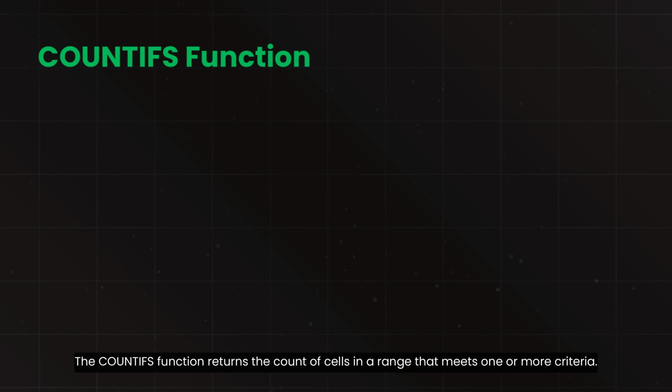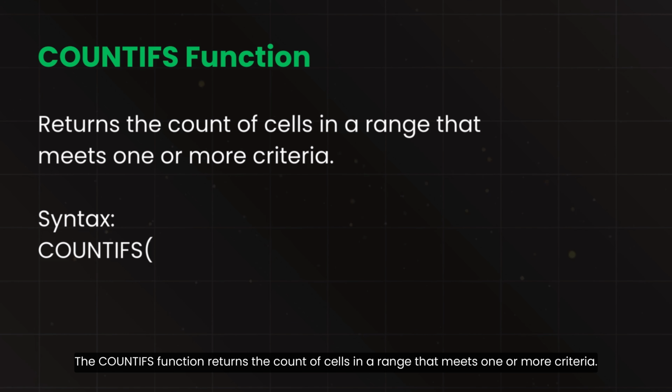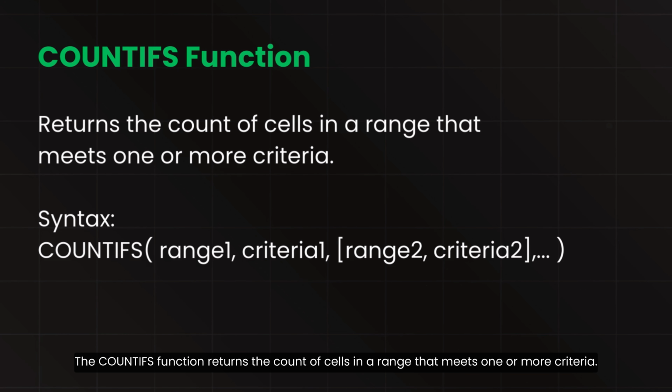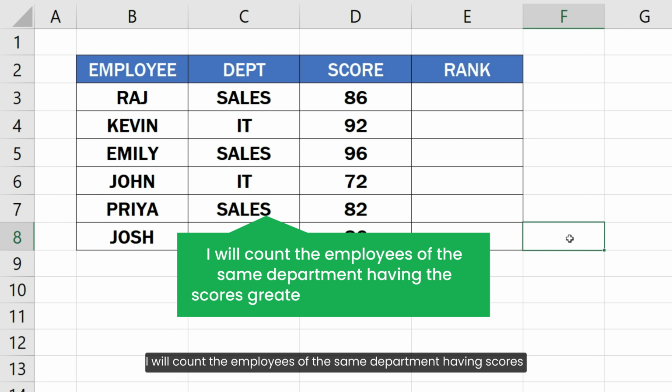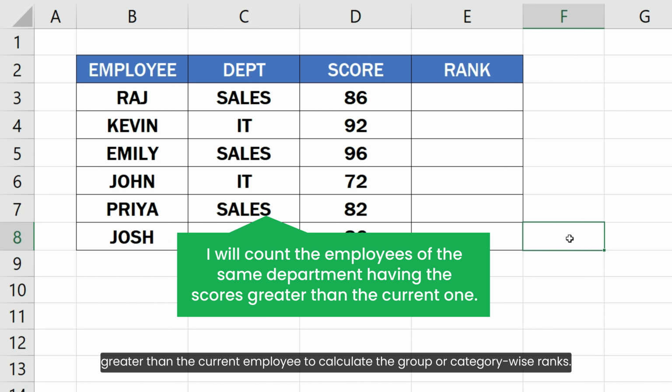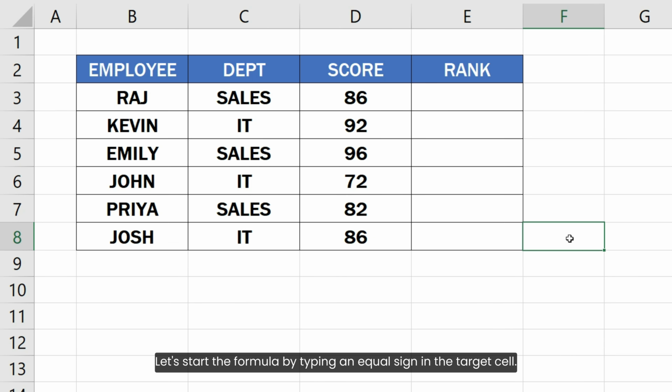The COUNTIF function returns the count of cells in a range that meet one or more criteria. We can provide more than one pair of range and criteria arguments to this function. I will count the employees of the same department having scores greater than the current employee to calculate the group or category wise ranks. Let's start the formula by typing an equal sign in the target cell.